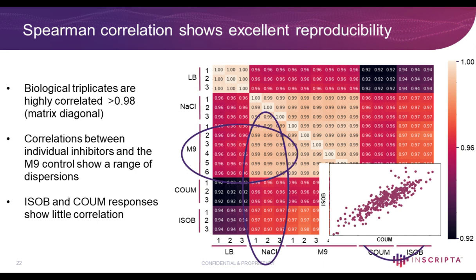So all the strains are behaving the same way, irrespective of the presence of NaCl in this instance. You see the dispersion start to take place within isobutyric acid and coumaric acid, so you can see that escape away from the M9. But when you look at the coumaric acid and isobutyric acid responses individually, they're not very well correlated at all in the growth response for every one of those individual cells that were edited. If we look at that log relative abundance plot again, we can see that dispersion as well, with a number of outliers between these 2 different conditions.